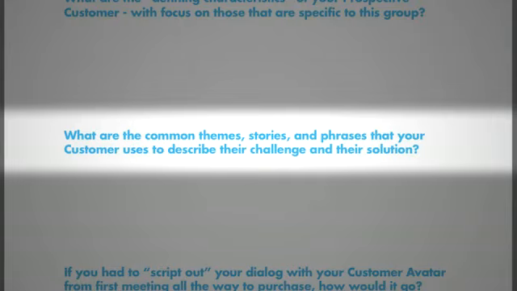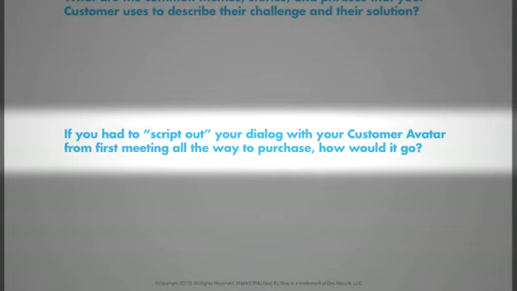And then finally, if you had to script out your dialogue with your customer avatar from first meeting all the way to purchase, how would it go? Pretend you're sitting down and interacting with one human from their perspective. They were describing it. How would the interaction go that led from first meeting all the way to purchase?